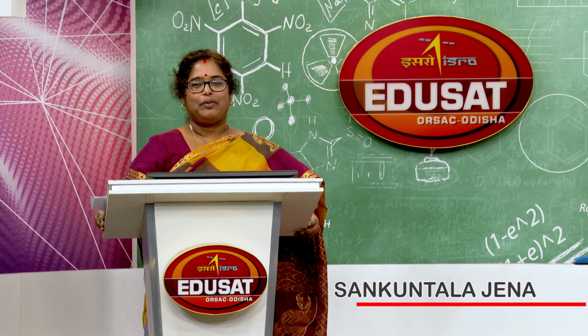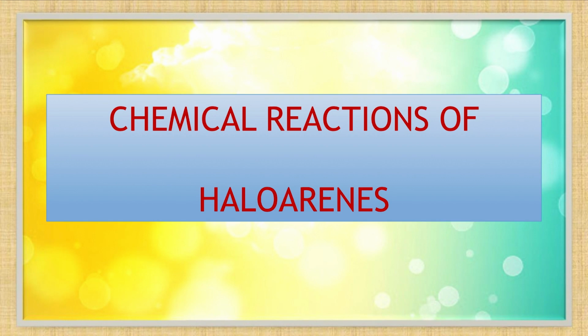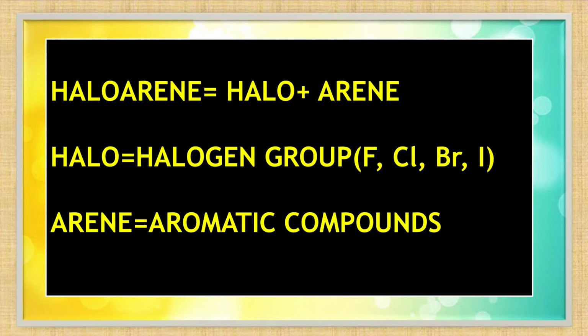Now, today we are going to discuss the chemical reactions of haloarenes. So, please look at the word haloarene. This word comprises two words, halo and arene. The word halo refers to the halogens. Halogens means fluorine, chlorine, bromine and iodine. And the word arene refers to an aromatic compound.